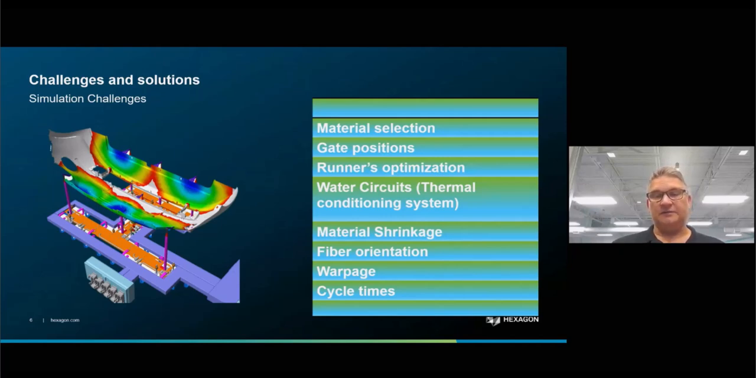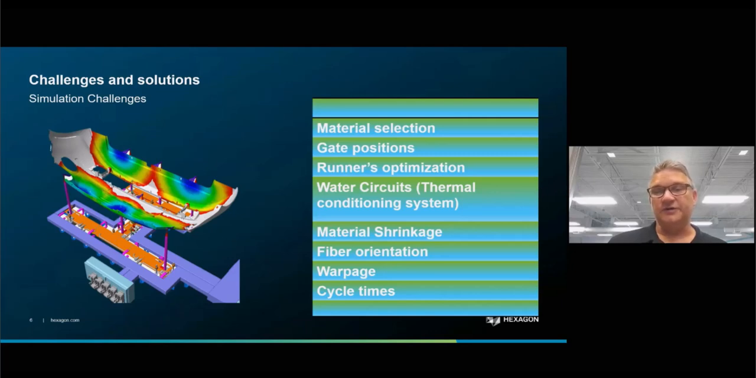Gate positions. The positions of the gates are very important to properly fill the part. Runner optimization. It is also important, the optimization of the runners to properly fill the part, but also to avoid and reduce the waste of cold material in the runners.